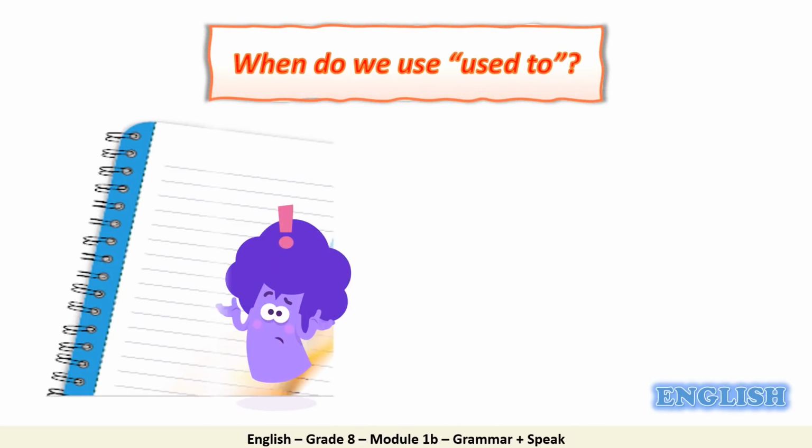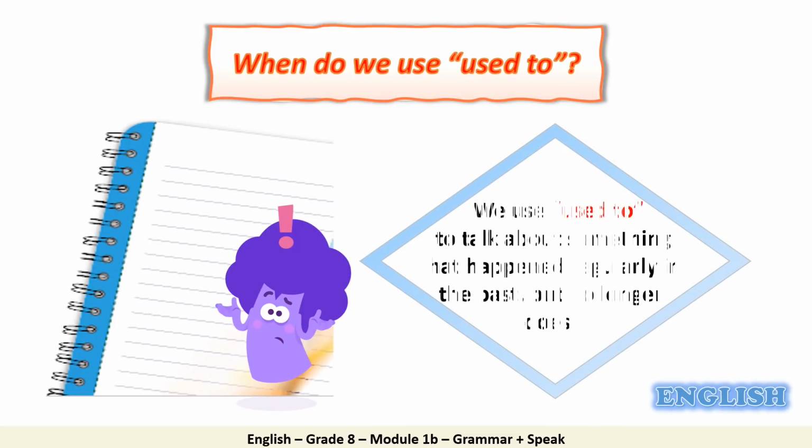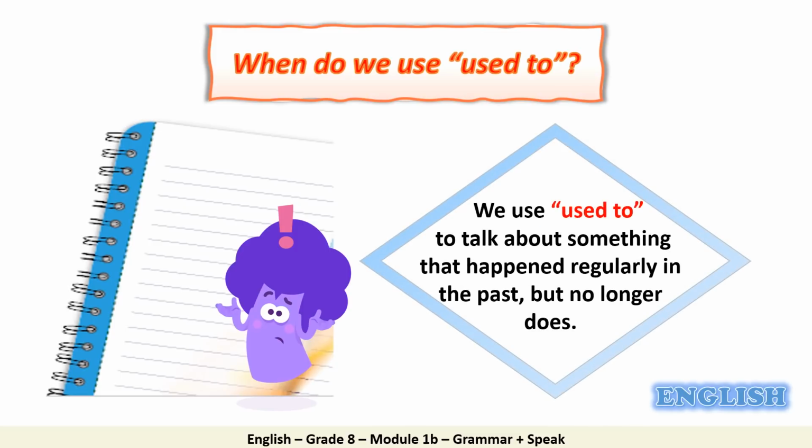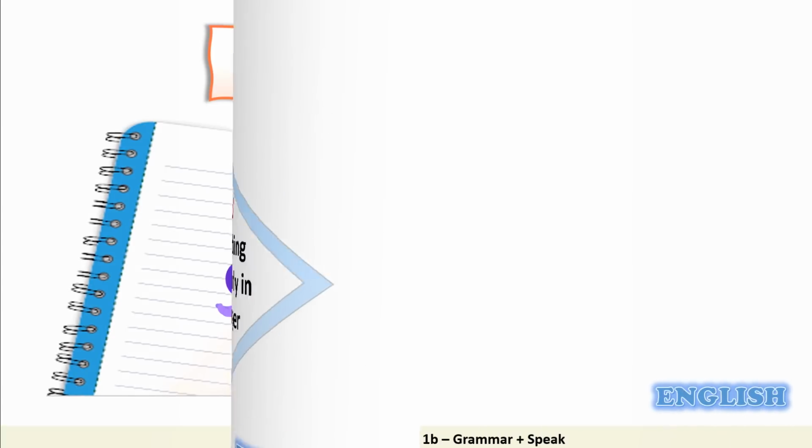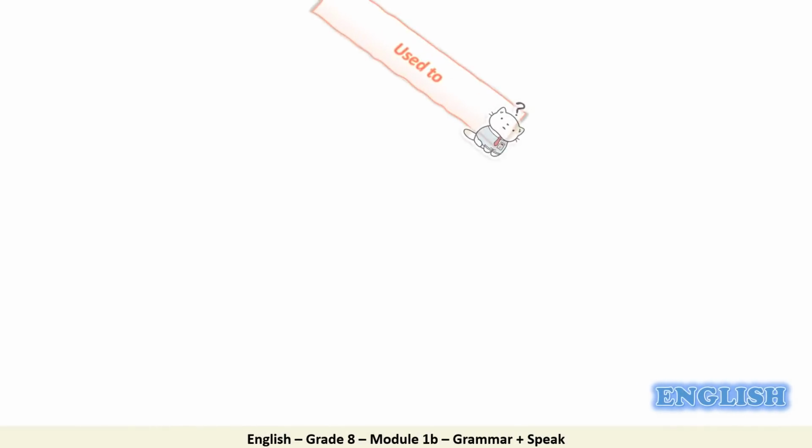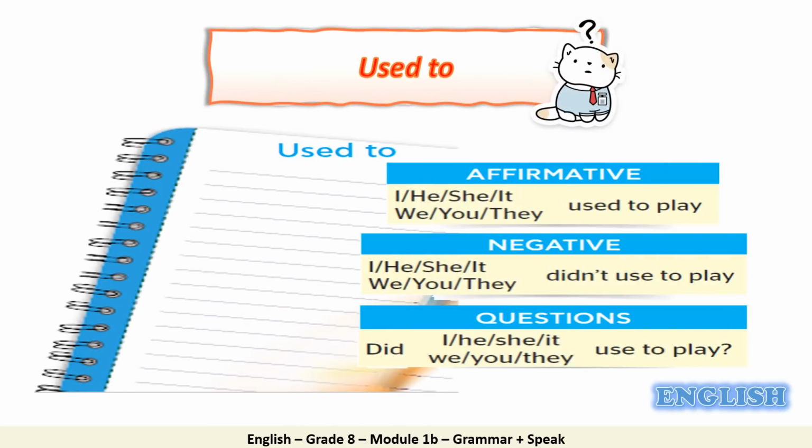So this is the way we use used to. We use it to talk about something that happened regularly in the past, but no longer does. Used to always stays the same for all pronouns. To make an affirmative sentence, use a subject plus used to plus the infinitive form of the verb and say, we used to play chess when we were young, or I used to play chess when I was young.